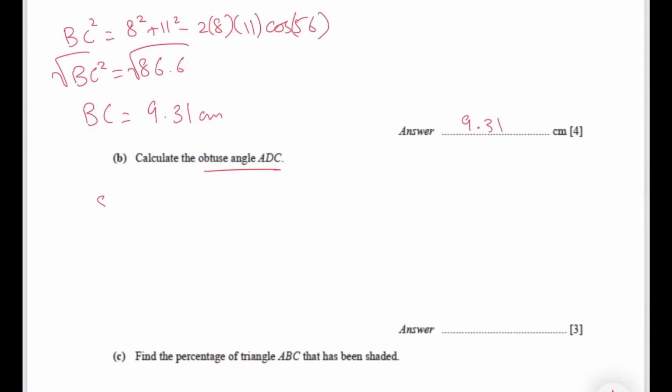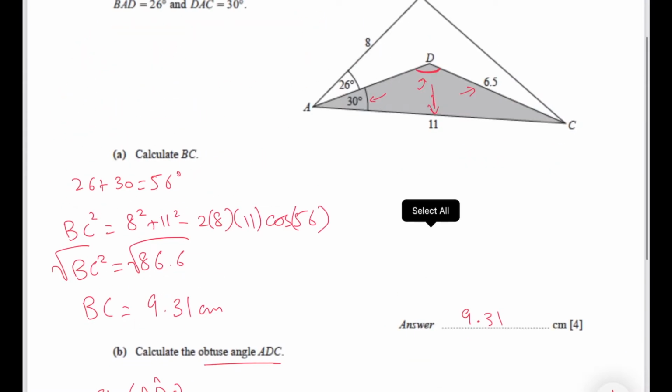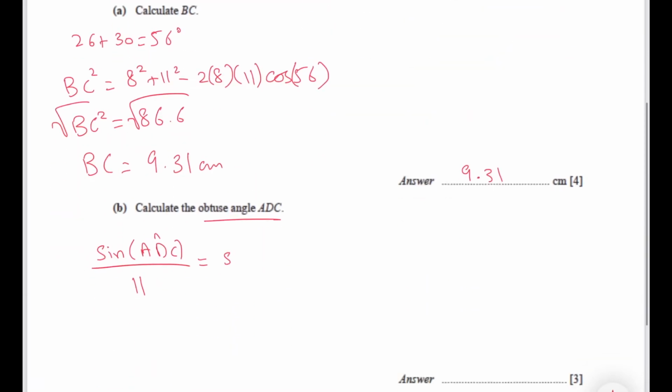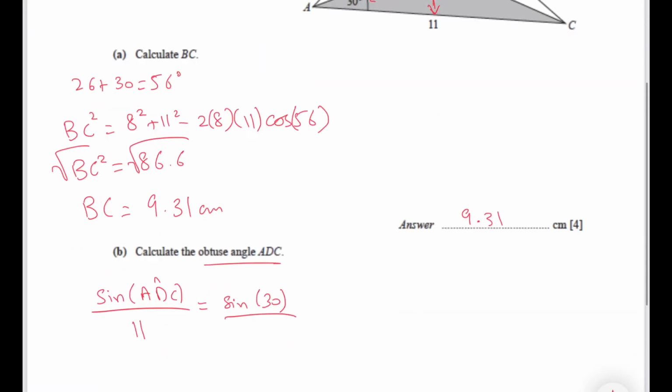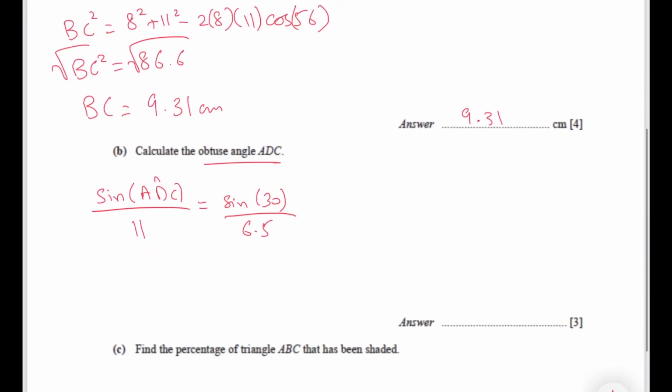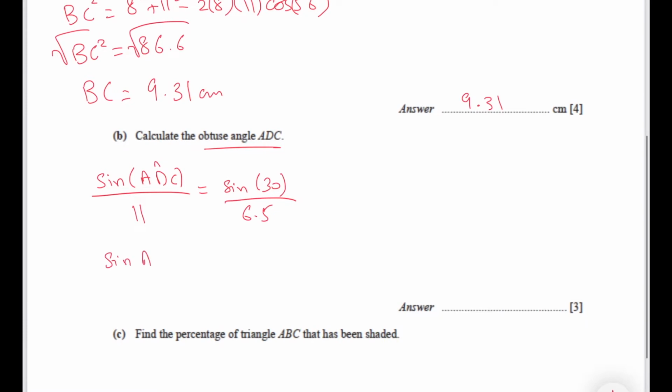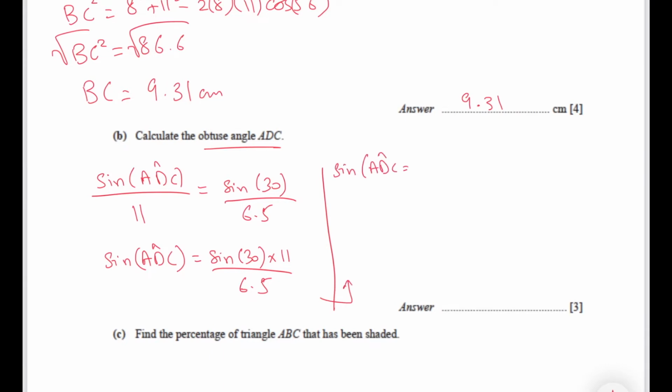How do we use the sine rule? We use sine ADC over the length 11, which is the length in front of this angle, and this is equal to sine 30 over the length which is in front of this, that is 6.5. Okay, now we write sine ADC first, and let's cross multiply. We multiply sine 30 with 11, divide this by 6.5. Let's see what we get.